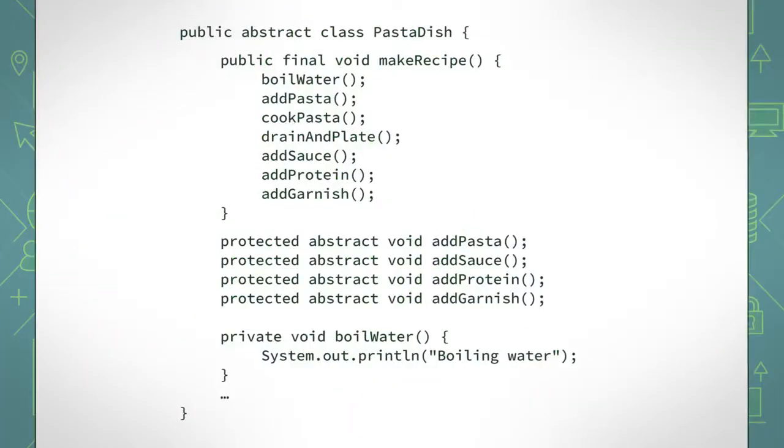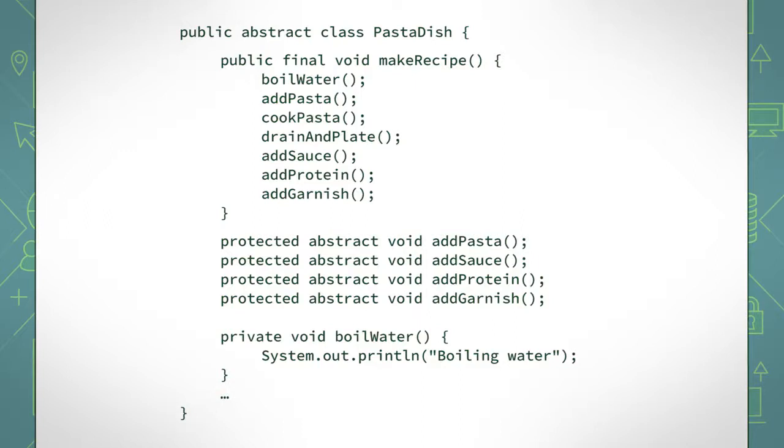Now it's time to see some Java code on how you'd implement a template method. Let's take a look at the code for the pasta dish superclass. Pasta dish needs to be an abstract class. You can't create a generic pasta dish. You wouldn't know what pasta, protein, sauce, and garnish to add, so those methods are abstract.